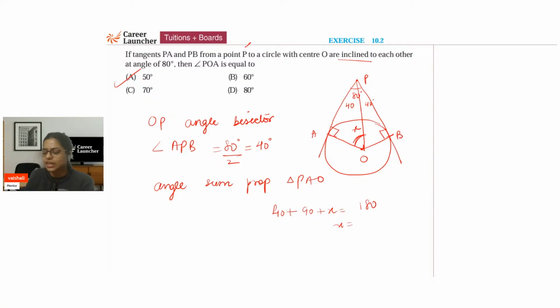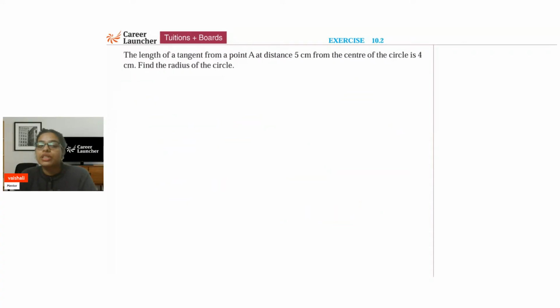So option A should be correct. 50 आ रहा है answer. So option A is correct in the situation. Now read this question carefully. I'll give you 10 to 15 seconds. पहले आप डायग्राम बनाने की कोशिश करिए, फिर हम डिस्कस करेंगे कि आगे क्या होगा.